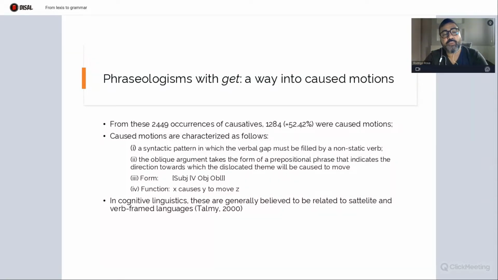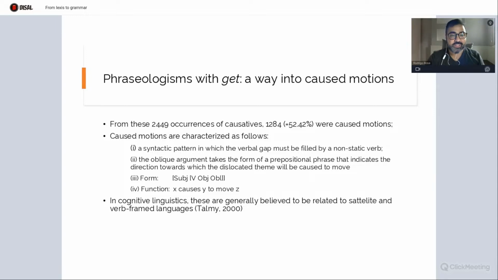And here we have the form of this construction: subject, verb, object, oblique, and the function. What is the function of it? The meaning is X causes Y to move Z, okay? So what is this theory of language going to say? That even schematic formulas such as subject, verb, object, and oblique have one type of meaning, right? This meaning could be underspecified, okay? Definitely not lexicalized, but they do have a meaning, okay?